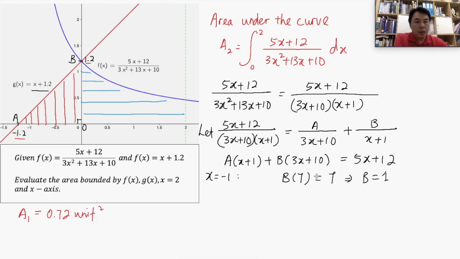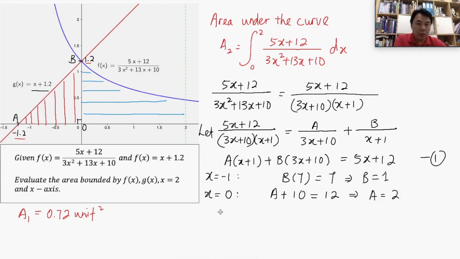Now next, we can choose another value to substitute into equation number 1. Usually I prefer to use 0, it's easier. If we substitute 0 into equation number 1, we have A, and then 3x becomes 0, so we have 10. We knew that B is 1, so that must be a 10. With x equal to 0 on the right hand side, only 12 is left. Therefore, A would be 2.